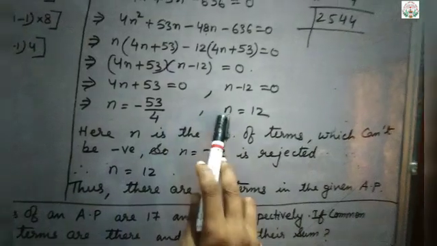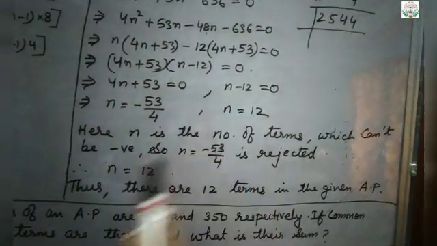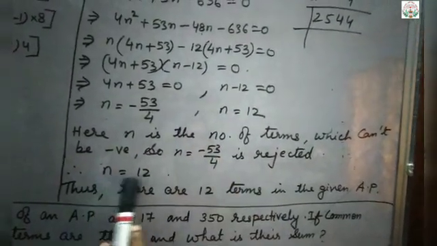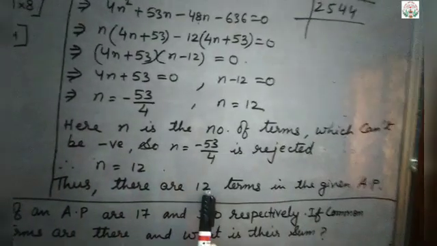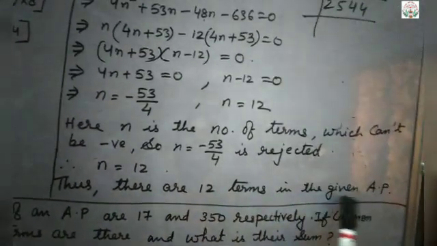So now what value of n will we take? That is 12. Thus n equals to 12. How many terms are there? 12 terms in the given AP.